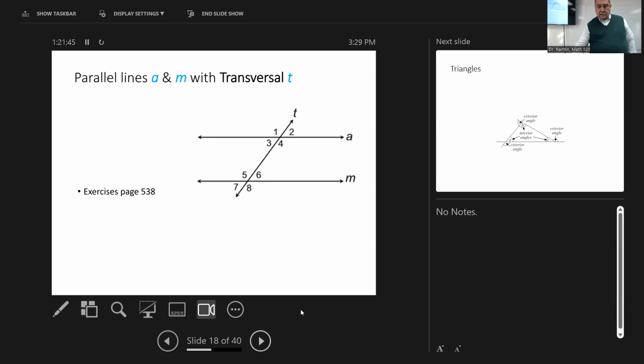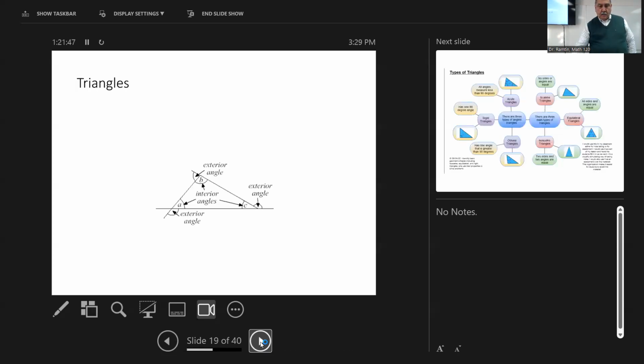So let's continue. When we come to triangles, we have different types of triangles based upon their angles. The angles inside are called interior angles. The one outside, like this one, is called exterior angle. And again, this one is equal to A.